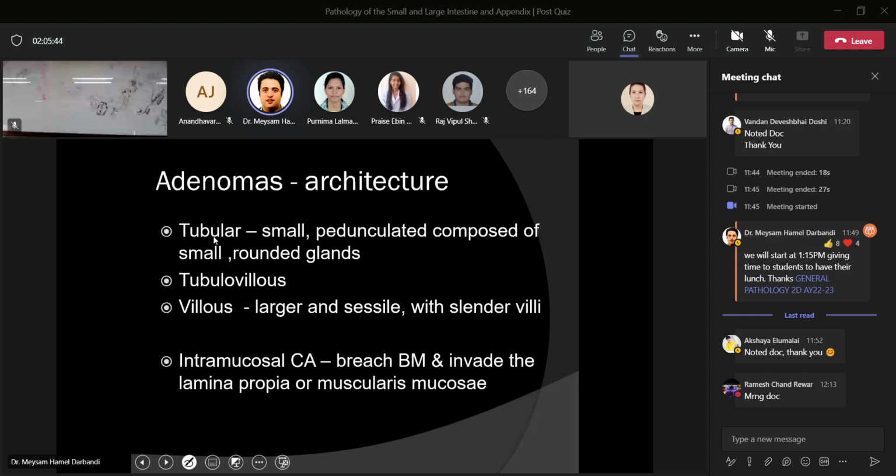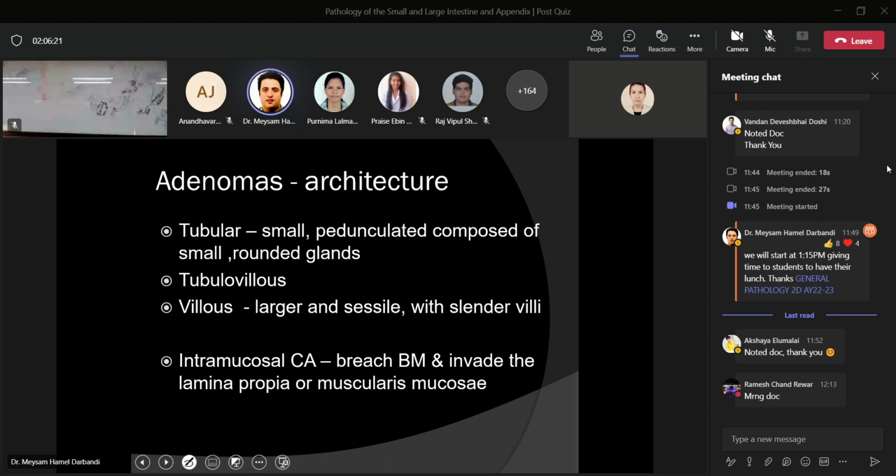So adenomas, architecture: tubular, small, pedunculated, composed of small rounded glands. You will also see tubulovillous. Villous is large and sessile with cylindrical villi. Intramucosal carcinoma is a breach of the basement membrane that invades the lamina propria or muscularis mucosa. So this is a colonic adenoma. Okay, so we are already there.